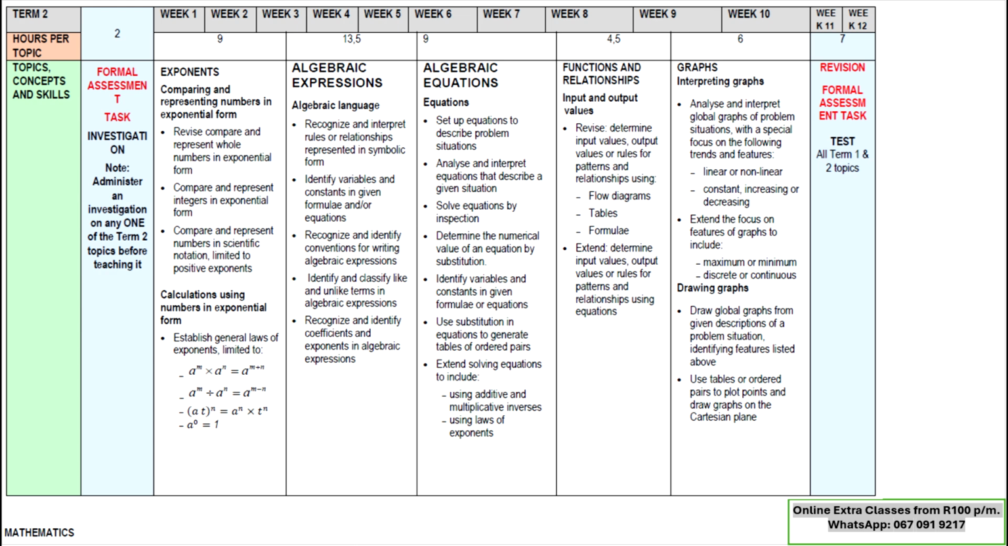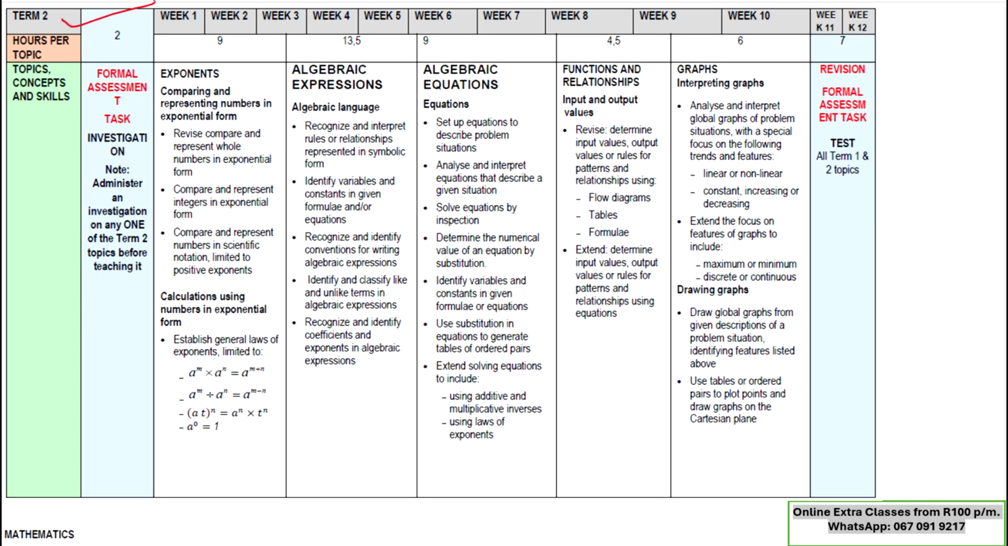So guys, remember that in term 2, these are the topics that we learn for mathematics. Firstly, we covered the exponents. We need to understand the laws of exponents. And in this case, we can see that we have four laws of exponents.